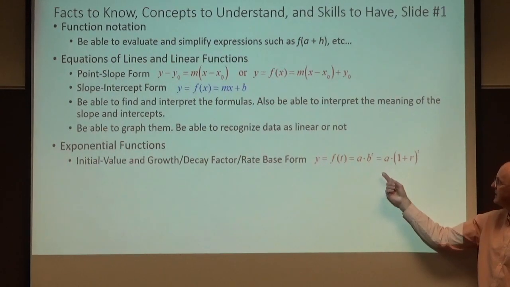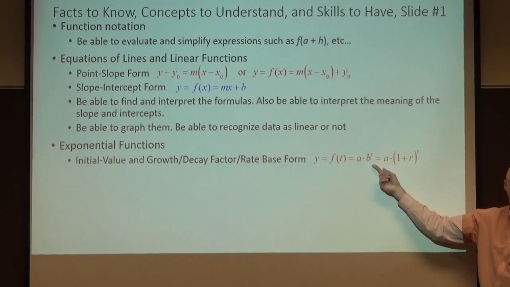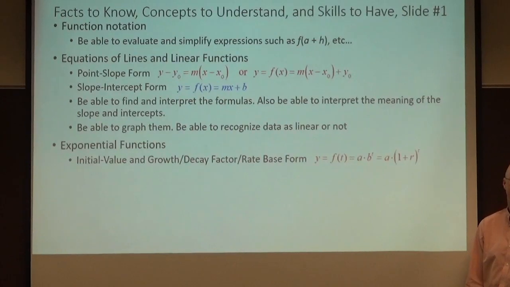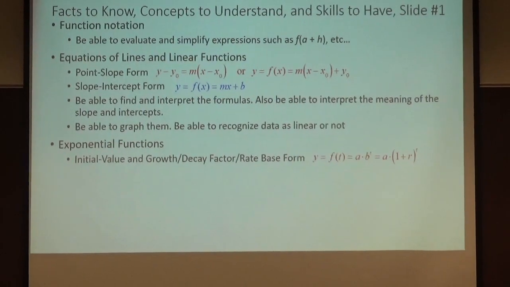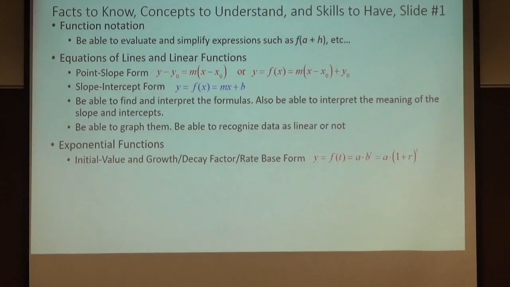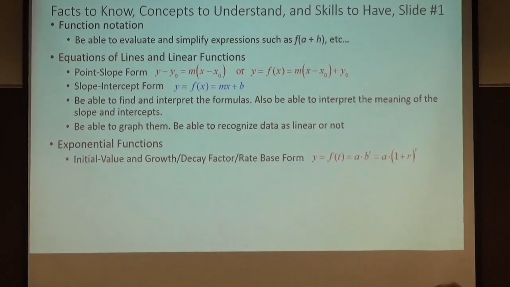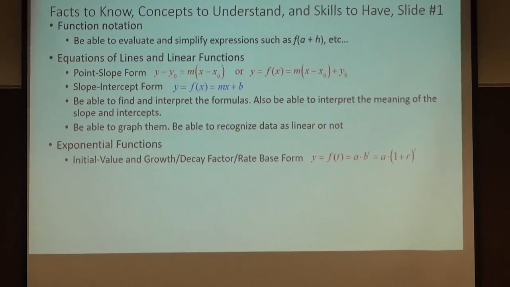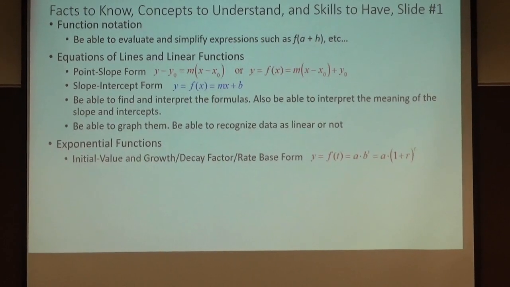The initial value is what you get when t is 0. When you plug in 0, you get b to the 0, which is 1. A times 1 is A. A is the initial value. What about the growth/decay factor? That's the B. That's the growth/decay factor.